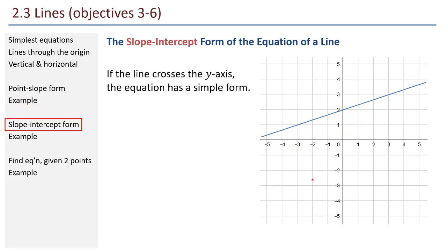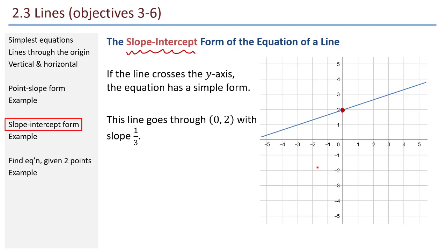Let's take a look at a different form, the slope-intercept form for the equation of a line. And this happens when the line crosses the y-axis at a nice point, like 2, 3, or -5, a nice integer. This is often a simple form to use. It goes like this. This line that you see here, it goes through the point 0, 2, and the slope of the line is 1/3.